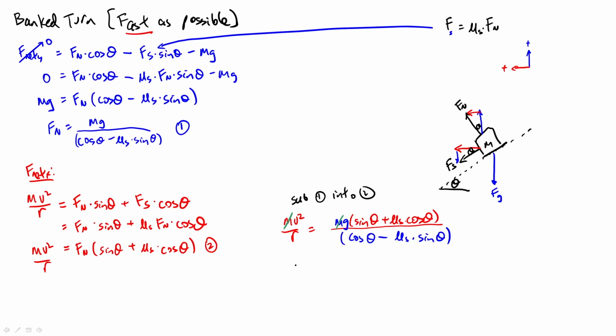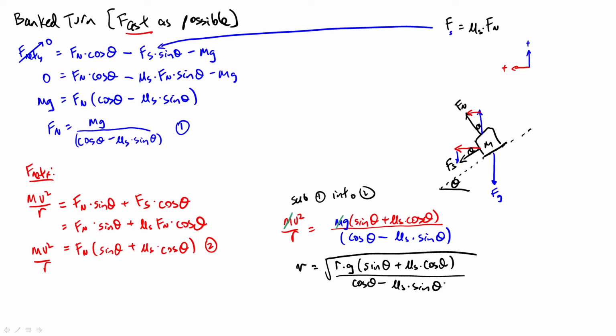All right, so I guess the last step really is just to isolate for v. So v is equal to the root of r times g, so the planet does matter, the radius size does matter, multiplied by this very complicated looking formula, sine theta plus mu s times cosine theta, all over cosine theta minus mu s times sine theta. So as long as we know the angle, the coefficient of friction, the radius of the bank turn, and what planet we're doing this in, we can figure out the fastest speed that we can drive and navigate around this curve without accidentally flying off the ramp.